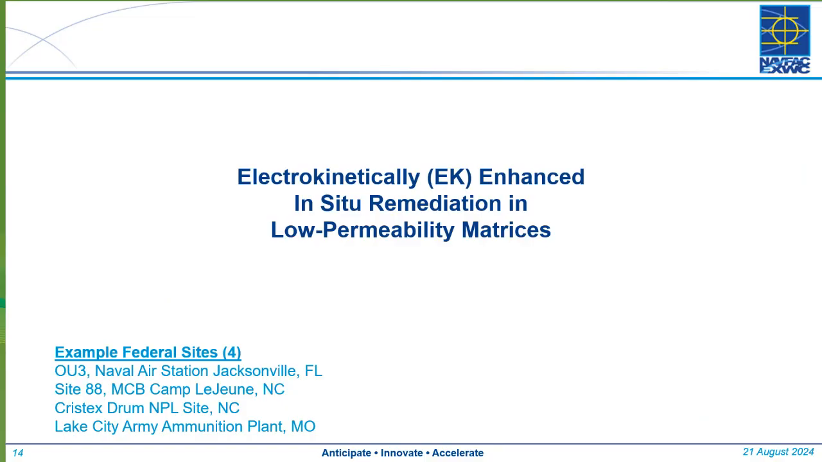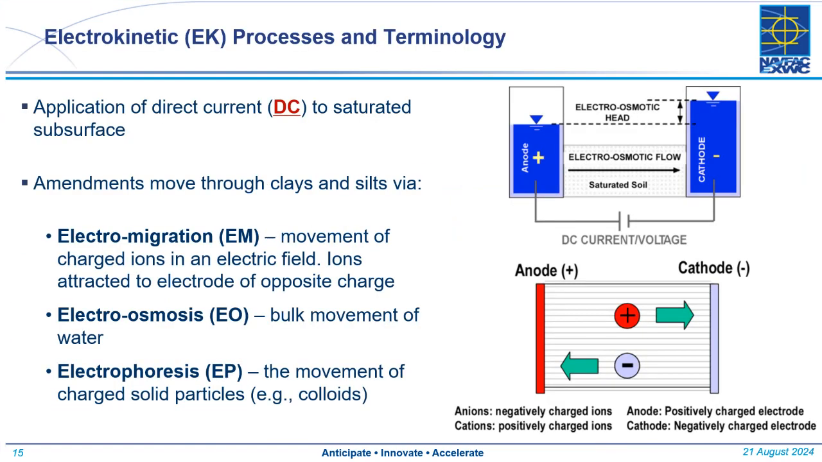So let's move into electrokinetically enhanced remediation. This is a technology that's been used at 4 different federal sites that we're aware of, and we're going to show you a case study. Some terms for EK. So what EK is, the application of a low voltage direct electrical current to the saturated subsurface via electrodes, anodes and cathodes, and establishment of an electrical flow field.